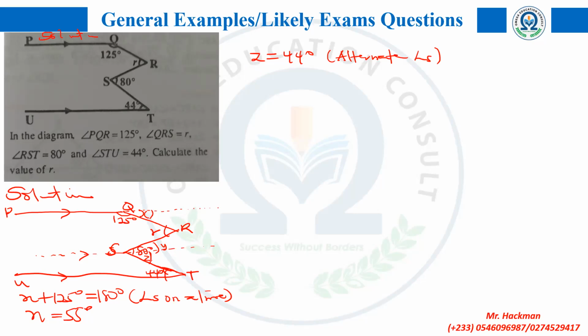And once I know Z, I know what my Y is. So I can say that Y will be equal to what? 180 degrees minus Z. And with this one, obviously it makes sense. You don't have any special reason for it, so you can leave it just like that. So Y will be equal to 180 minus your Z, which is 44 degrees. So Y will be equal to what? 136 degrees. Is that clear?